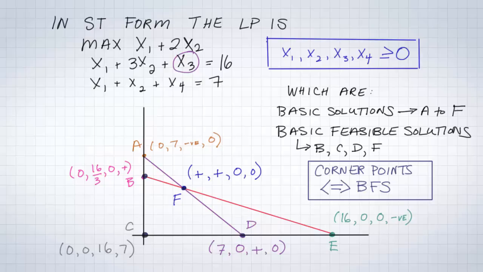So we have these same points being the basic feasible solutions as we drew as corner points.